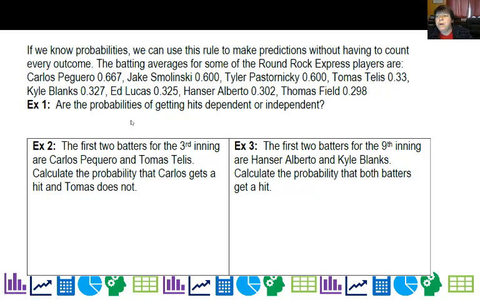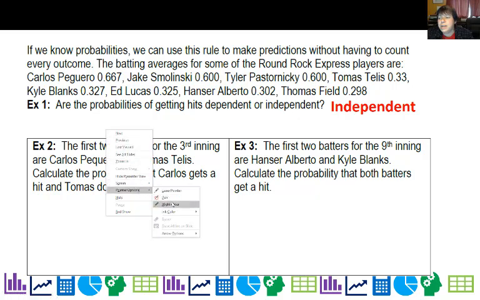So are the probabilities of getting hits dependent or independent? Assuming we're not dealing with any strategies like loading the bases, you would hope that your probability of getting a hit is not affected by the person in front of you getting a hit. So those should be independent. Now I'm going to start with the slightly harder example, and hopefully I won't lose you here. We want to find the probability that Carlos gets a hit and Thomas does not.